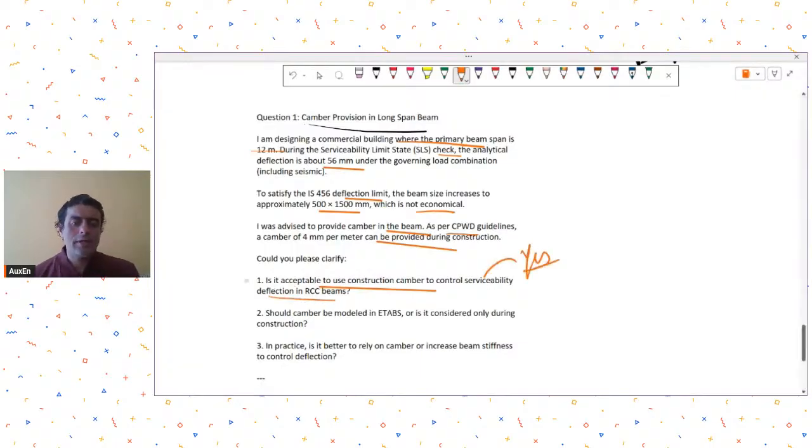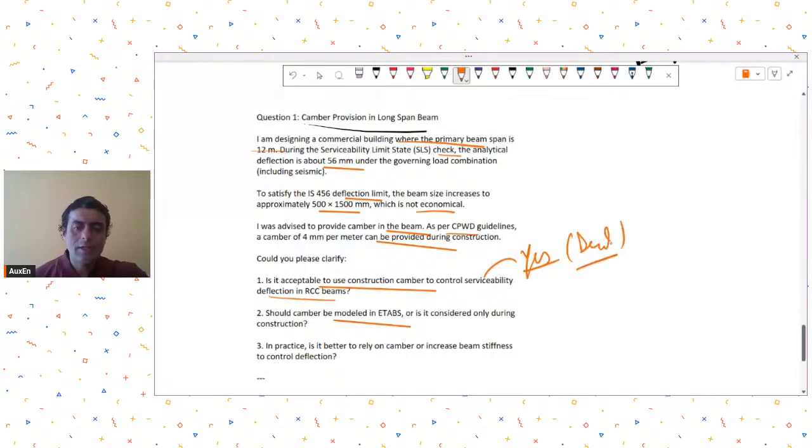Yes, camber you may provide. Camber is a practice that you may give, but remember that the camber will only take care of the immediate dead load deflections. Okay. But yes, camber you can provide. Should camber be modeled in ETABS? I don't think camber should be modeled, because that camber that you provide, generally it's only for the dead load part of the deflection. Okay.